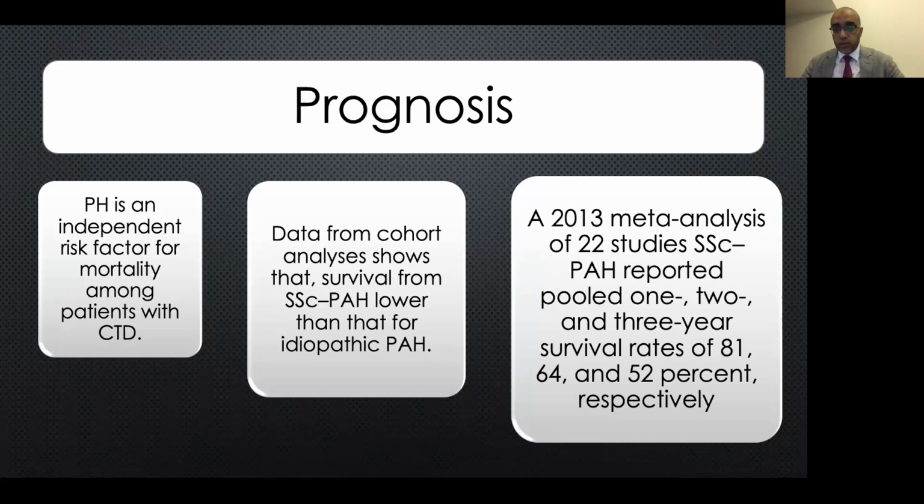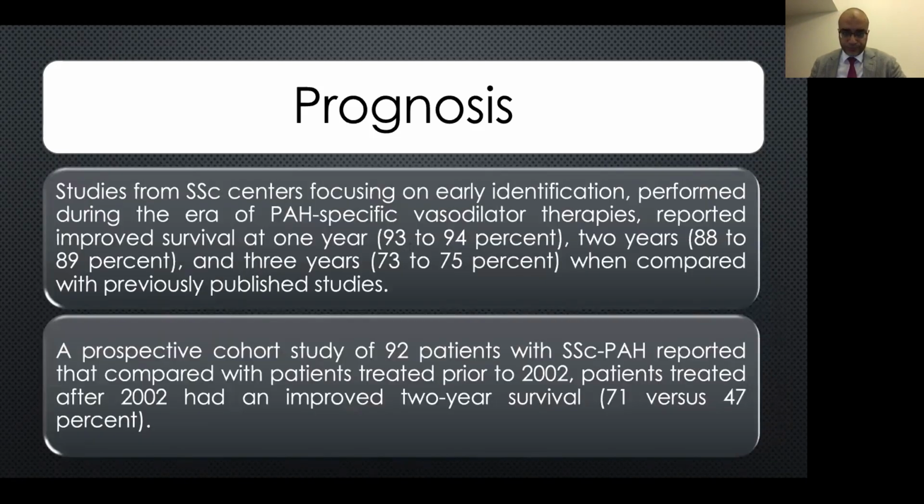In 2013, there was a meta-analysis of almost 22 studies about scleroderma patients with pulmonary hypertension, which reported the survival rate after 1, 2, and 3 years as 81, 64, and 52%. In other words, almost half of patients with scleroderma pulmonary hypertension died within 3 years of the onset of pulmonary hypertension, which is actually a very bad prognosis.